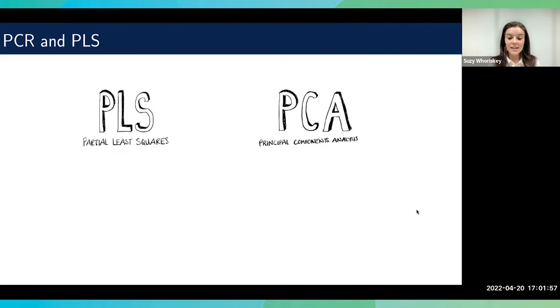PLS works by identifying directions for both the response and the variables so that it leads to a really good predictive model. Anyone that uses PLS knows that it's hard to beat. Whereas principal component analysis and principal component regression identifies the principal components based on the variation explaining the data, and therefore doesn't include much information from the response variable, and so it doesn't necessarily do quite as good a job as PLS does.